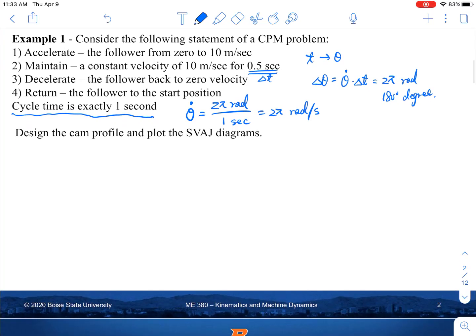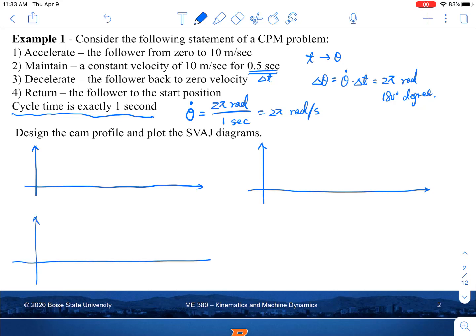The second part is you need to draw your SVAJ diagram and plot whatever you already know about the system. So your SVAJ, the functions of theta, and then that's your S. Let's name these as your V. That's your A. All right, they're all S theta, V theta, and A theta, from 0, 0, 0.